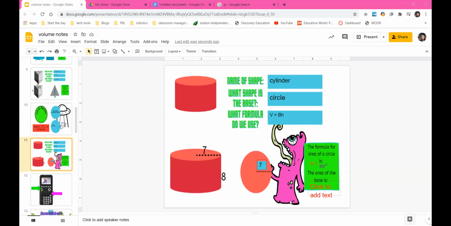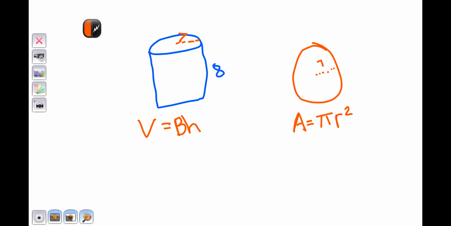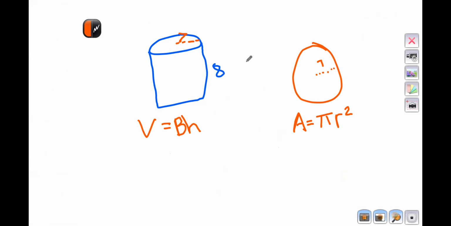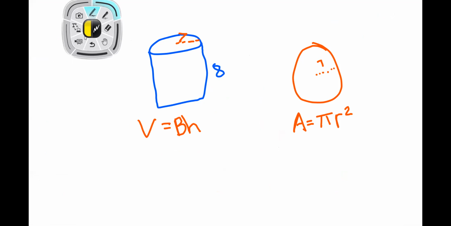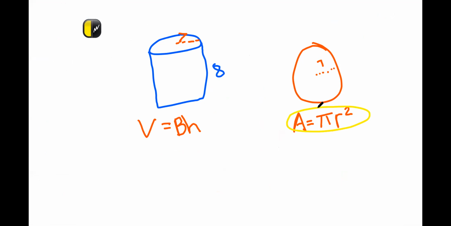So we are going to find the volume of this cylinder. It's very hard to draw circles with a mouse, so I apologize, it looks terrible. Our volume formula is volume equals big B times H. Big B stands for the area of the base, so we need to find the area of this circle. Area equals pi r squared. That is the formula for the area of a circle.